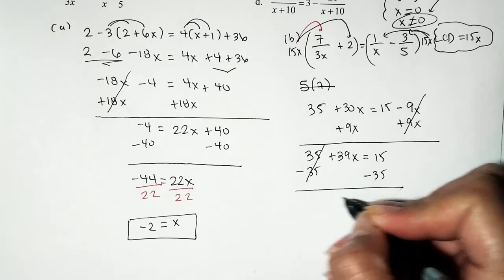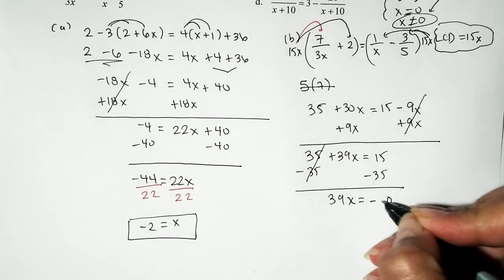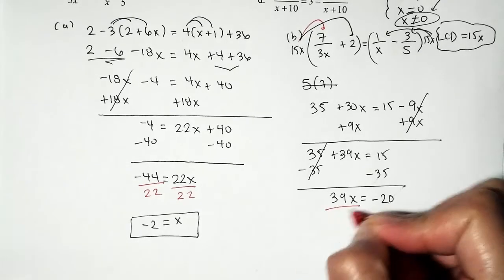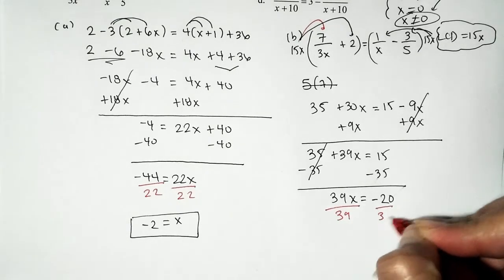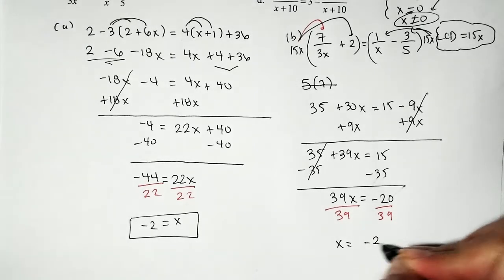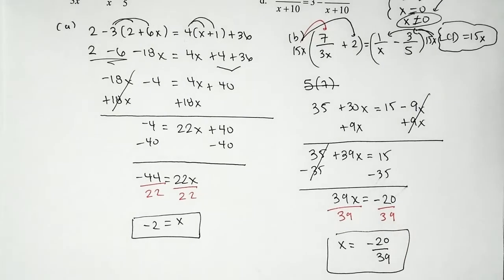When we do, that leaves us with 39x is equal to negative 20. We take our time to get rid of the times 39, so let's divide both sides by 39. That leaves us with x equals negative 20 over 39. How exciting. Fantastic. That is the second of 4 problems. Let me grab a sheet of paper, and I'll be right back.